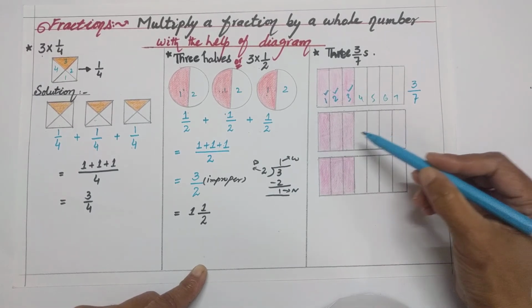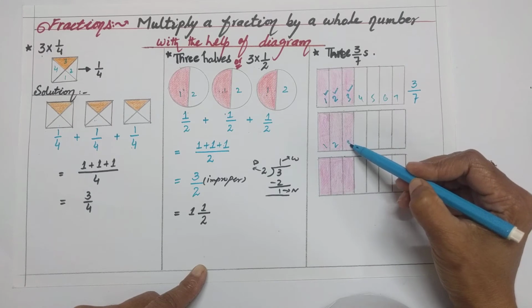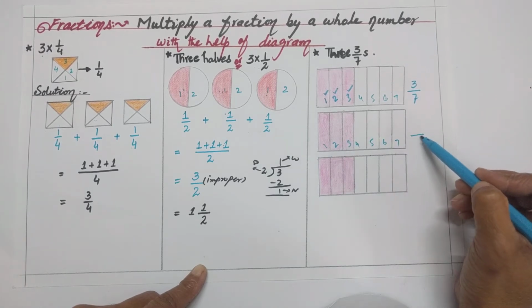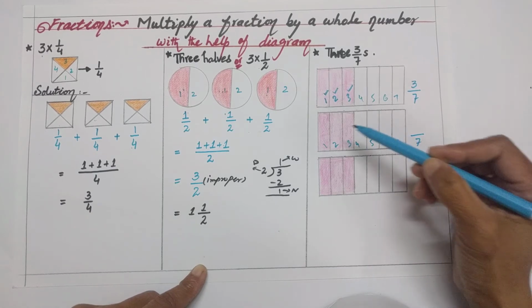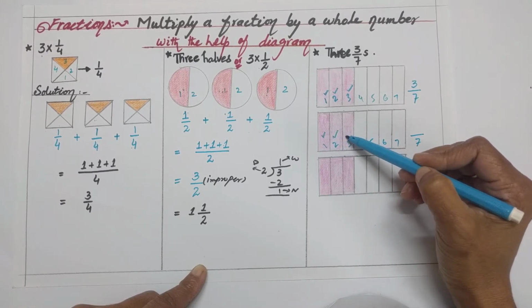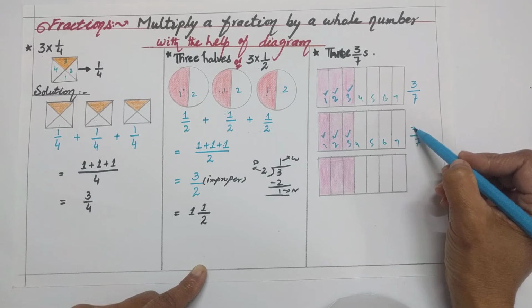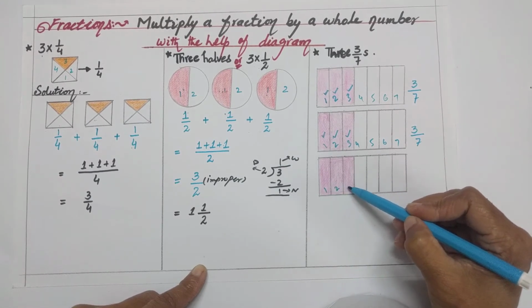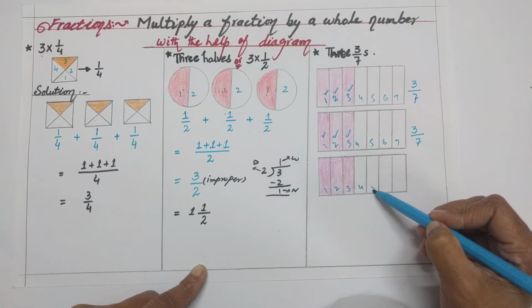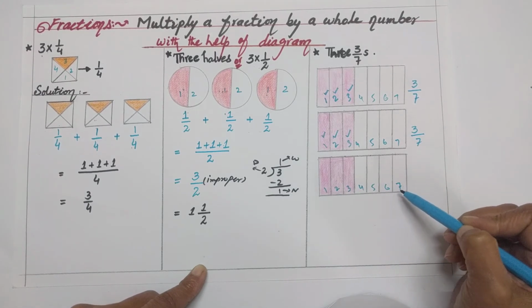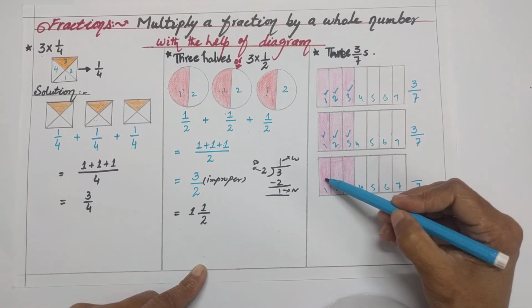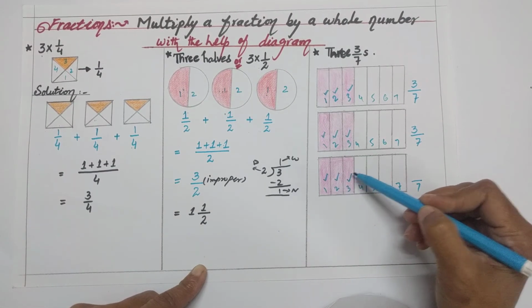Come to the second one. 1, 2, 3, 4, 5, 6, 7. So the denominator is 7 and shaded parts 1, 2 and 3. So the fraction is 3 by 7. Come to the third one. 1, 2, 3, 4, 5, 6 and 7. So 7 is the denominator. What will be the numerator? 1, 2 and 3.